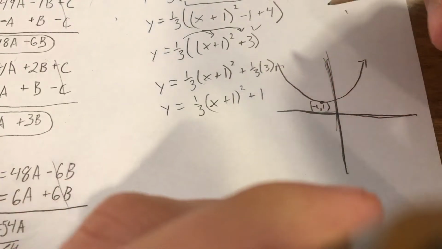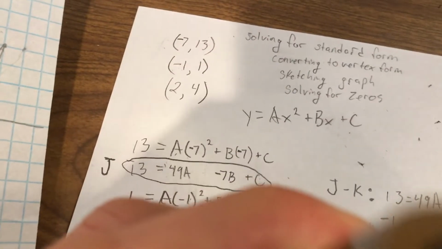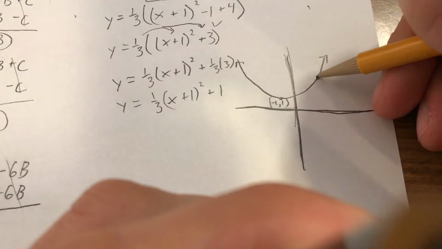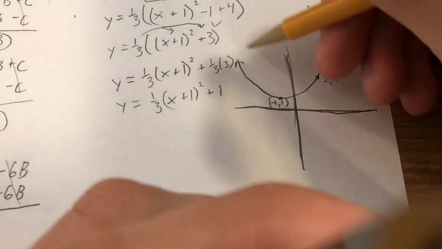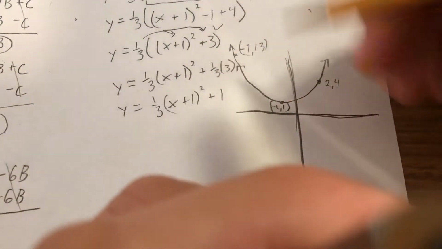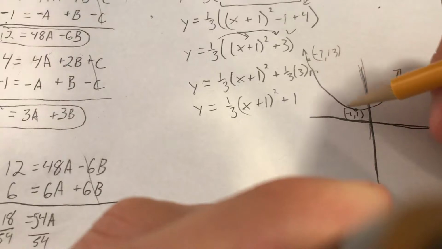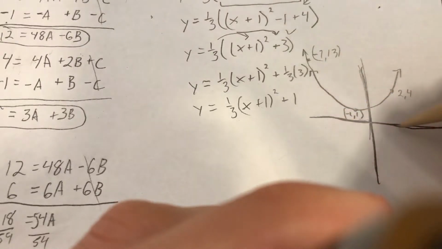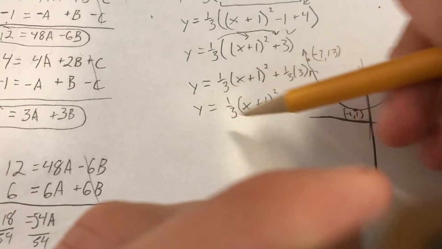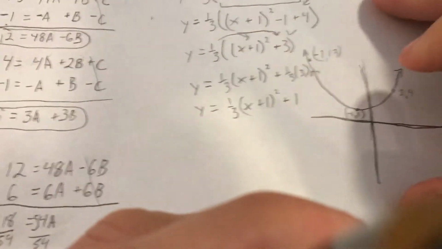Which also makes sense because we have a 2, 4 and a -3, 17. So 2, 4, 1, 2, 3, 1, 2, 3, 4. And up here will be our -7, 13. Lastly, we're going to solve for the zeros. Now looking at this picture, we can tell it does not actually come in contact with the x-axis, therefore it's going to have what kind of root? Yes, imaginary roots.